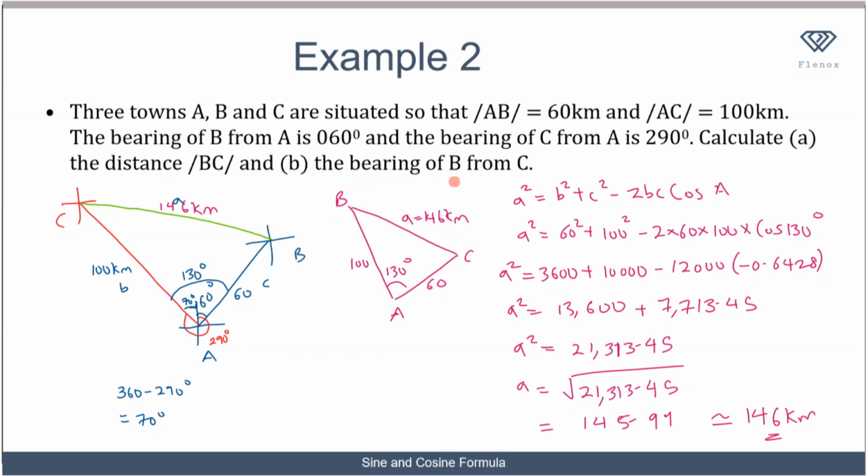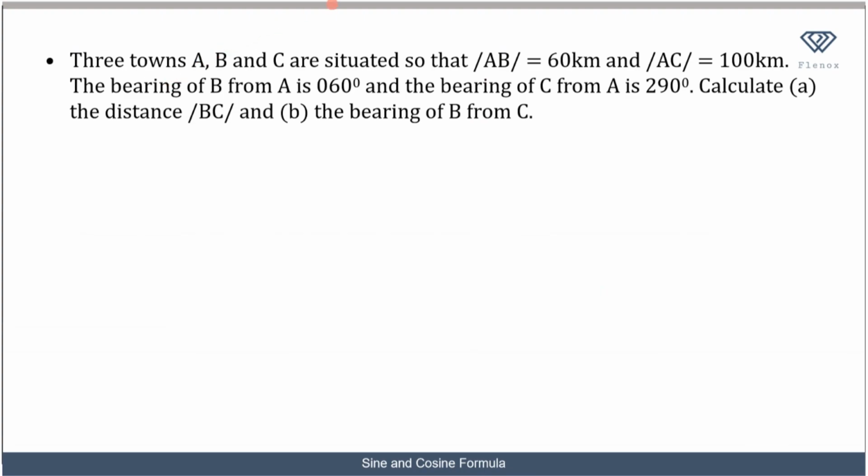The b part tells us to find the bearing of B from A. To do that, I'm going to sketch out the diagram again. To sketch it out, we have at this point A a bearing of 60 degrees to point B over here.